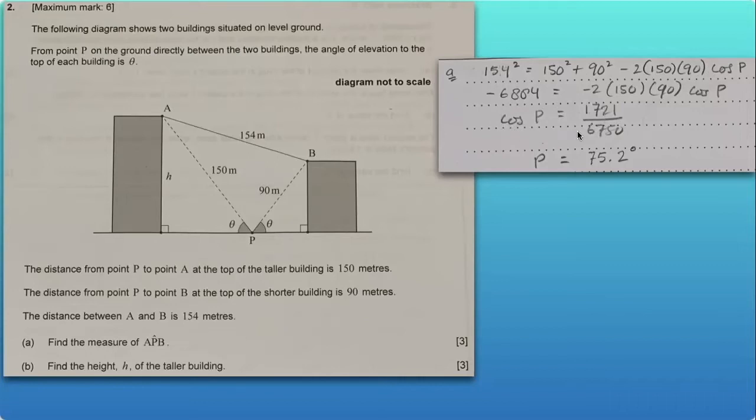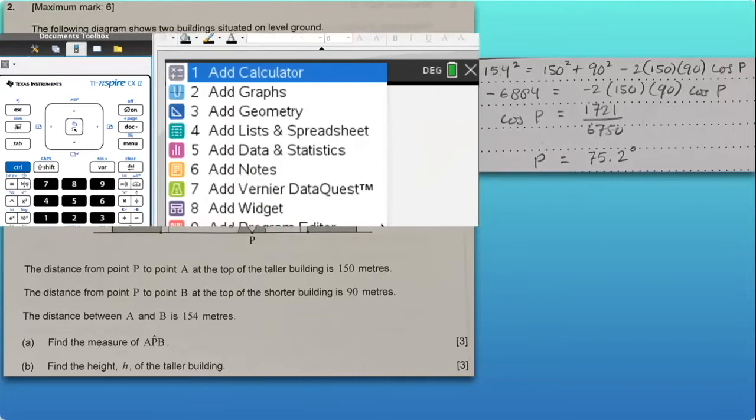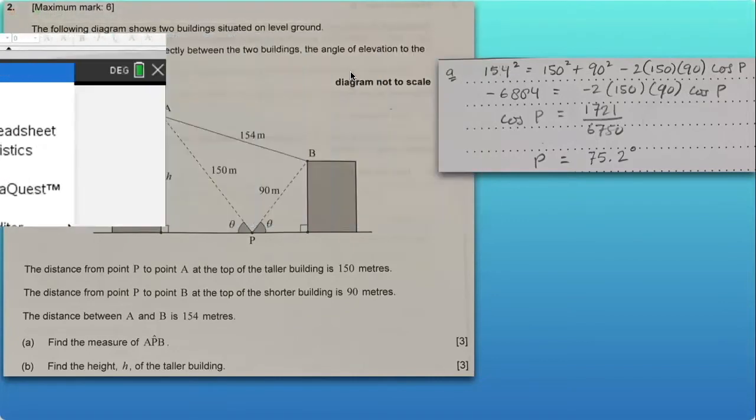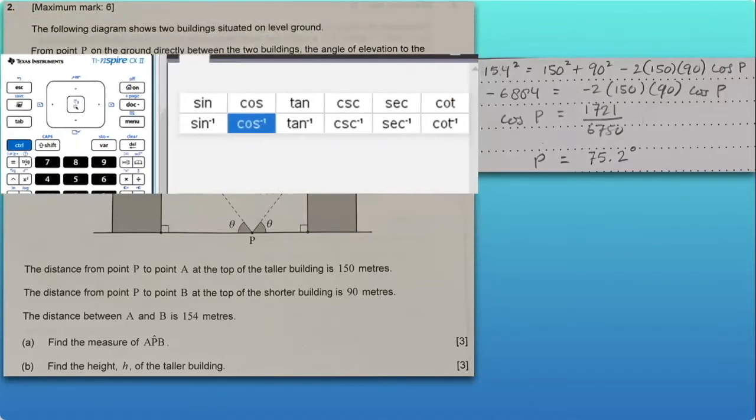So in your TI, you go to calculator and then click that trig button. And then you choose cosine inverse.